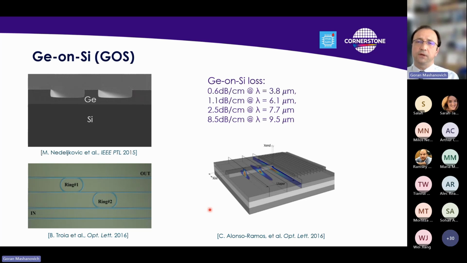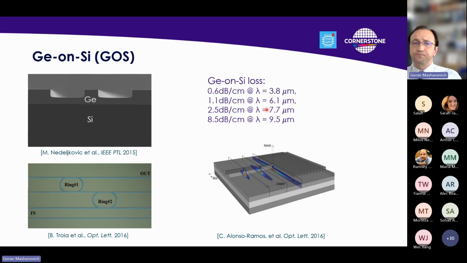Those are larger wavelengths, so let's say from 6 to 10 microns. Then we can extend the operating wavelength range by using germanium and silicon. So you can see we can grow germanium on silicon substrate. And these are some of the losses that we've got here in Southampton. So very good numbers up to roughly 8 microns.